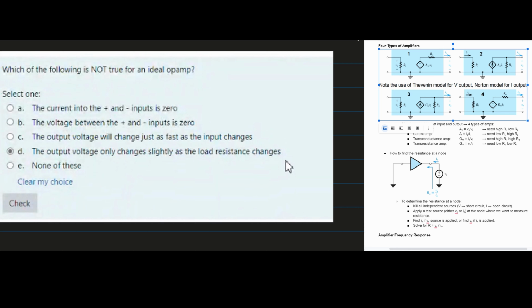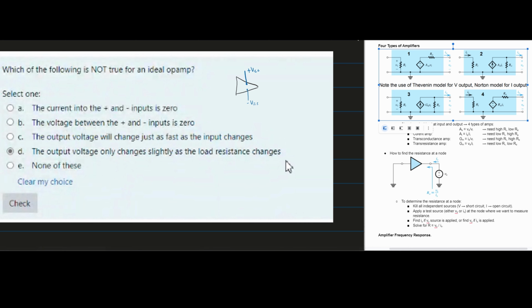This question asks us which of the following is not true for an ideal op-amp. We know that our op-amp is going to look like the following. It's a little triangle, and we know that we have input, and this powers our op-amp. So we have VCC, and then we also have this input, which is minus V, and we could call this EE.